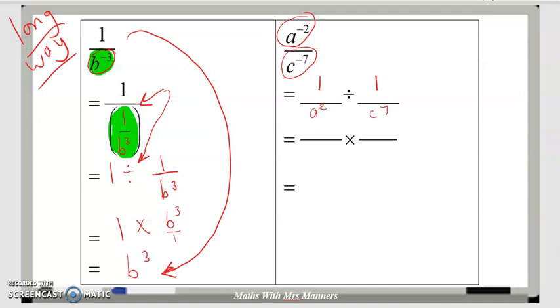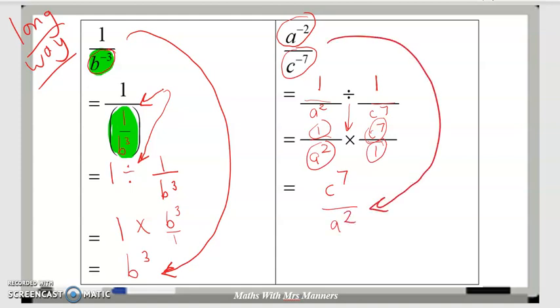And we know that when we are dividing fractions, we will keep the first fraction the same, change the division to a times, and flip the second fraction. And when we multiply horizontally, c to the power of 7 times 1 gives me just c to the power of 7, and a squared times 1 is just a squared. So this time around we're going from this expression to this expression, and I'm wondering if you can notice what's happening again.